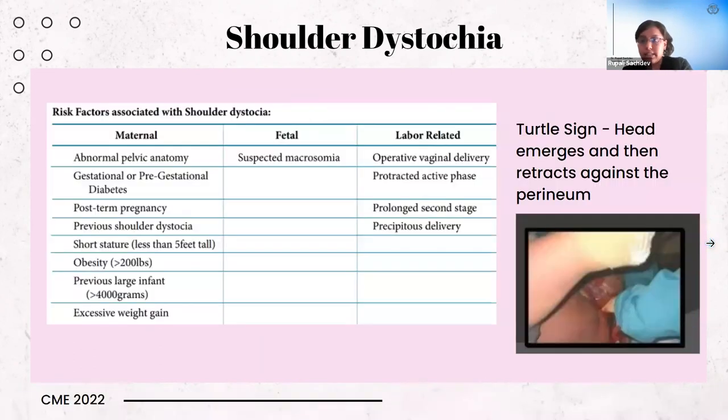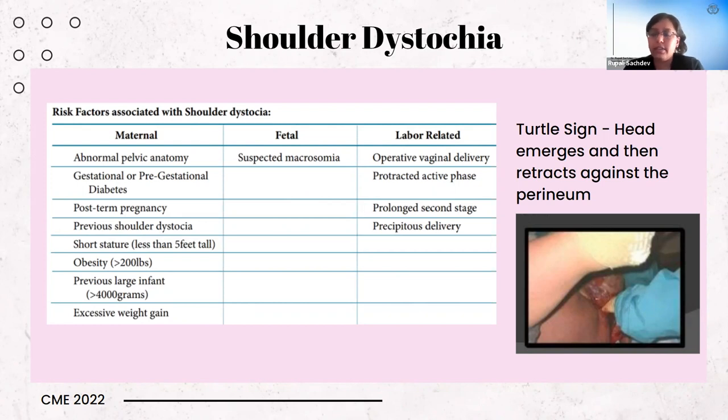There are certain risk factors that are involved with shoulder dystocia that can be maternal, fetal, or labor related. In maternal factors, you have an abnormal pelvic anatomy, gestational or pre-gestational diabetes. As ma'am mentioned, GDM, again, a risk factor for cord prolapse and for shoulder dystocia. Then any post-term pregnancy, previous history of shoulder dystocia, short stature, very short females, especially in India, because we struggle with malnutrition and things like that. A lot of the women are generally of short stature.